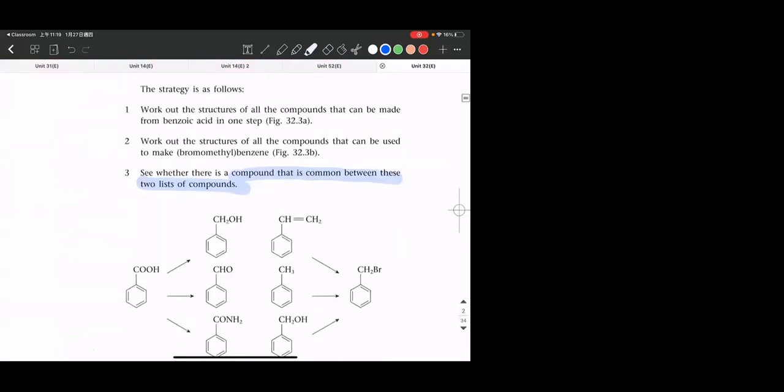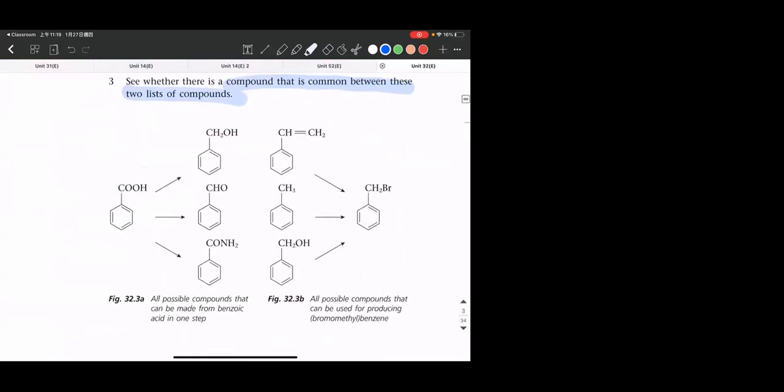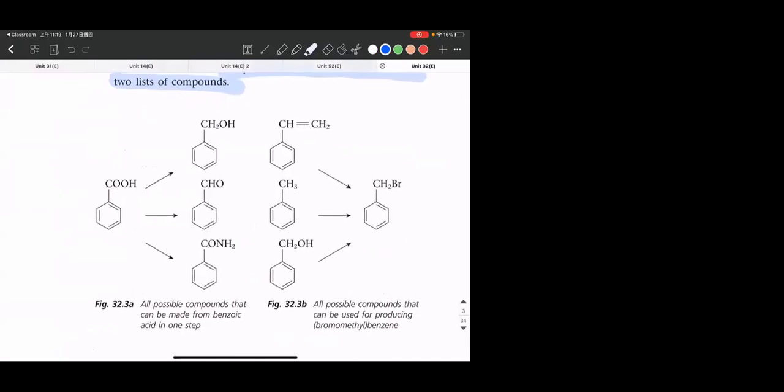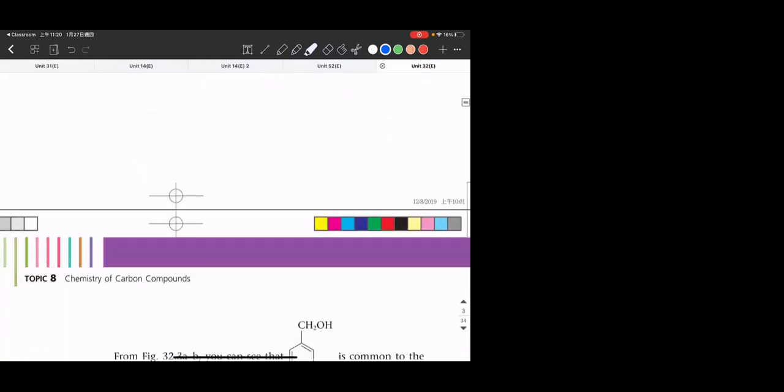For example, if you think of going from benzoic acid to phenyl methyl bromide, or bromomethylbenzene, you may have two possible routes. One is benzoic acid to the alcohol, then to CH2Br. Or you may think of some other route, right? Which one is the common point? Now you are going to search for the common point. And then later on, you are going to choose this one.